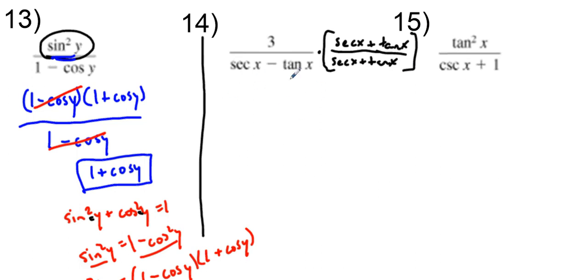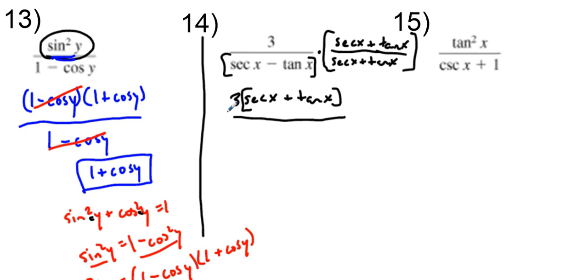Okay, so in doing so, what I create is 3 times the quantity secant of x plus tangent of x. Probably want to put some brackets or parentheses in here. We'll put a little bracket right there. Now, on the bottom, what I have is I created a conjugate. So now when I distribute it through, what's going to happen is I'm going to have secant times secant, which is going to be my secant squared of x.